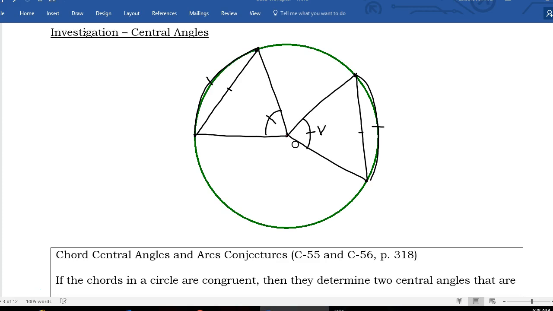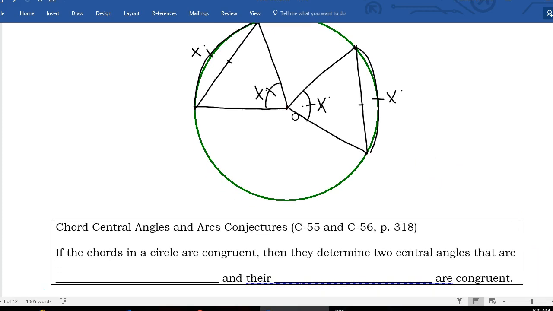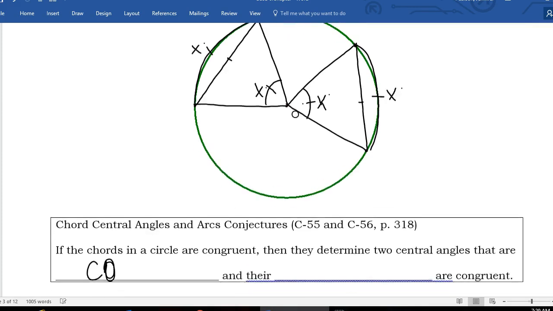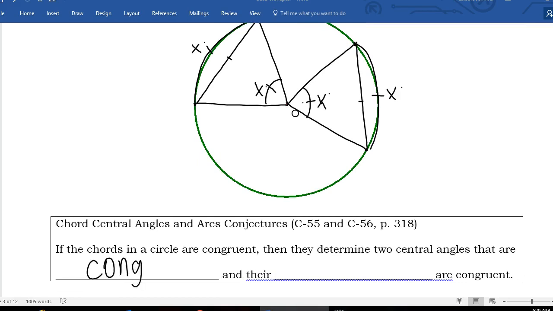So whatever big this is, I'll just say x degrees. This would be the exact same x degrees. This would be the exact same, and this would be the exact same. So if one of these measures was 100 degrees, I would know all four of those measures was 100 degrees. So to complete that statement then, if the chords in a circle are congruent, then they determine two central angles that are congruent, and their arcs are congruent. So the central angles in the center are congruent, and the arcs on the outside would be the exact same measure.